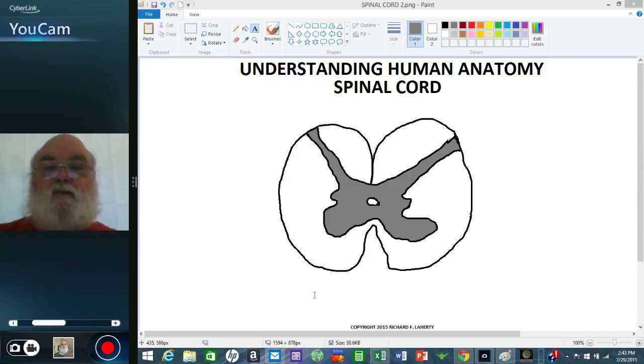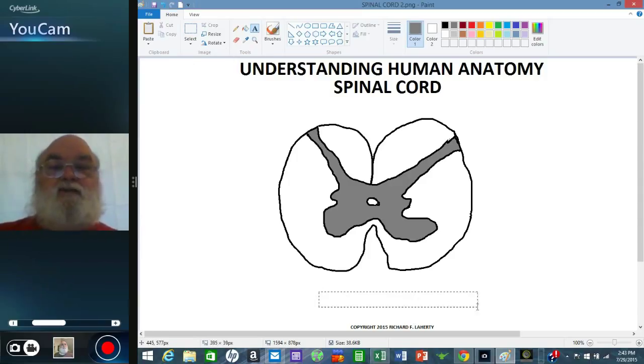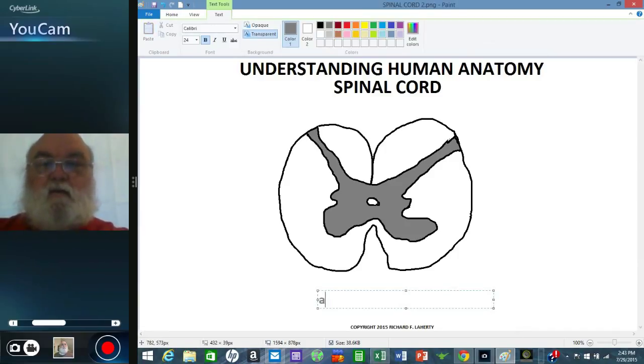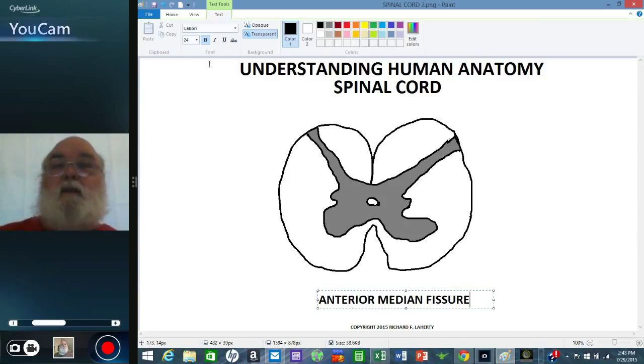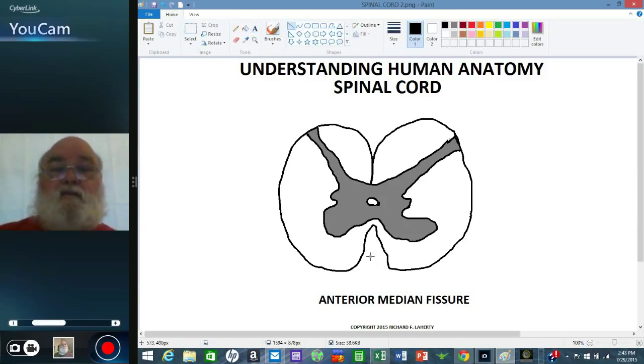The first is the anterior median fissure. And the anterior median fissure is this space I've drawn in on the anterior side of the spinal cord. There actually is a gap between the left and right sides. That's the anterior median fissure. Now this is important because that helps you orient to anterior. This is the anterior or ventral side of the cord.